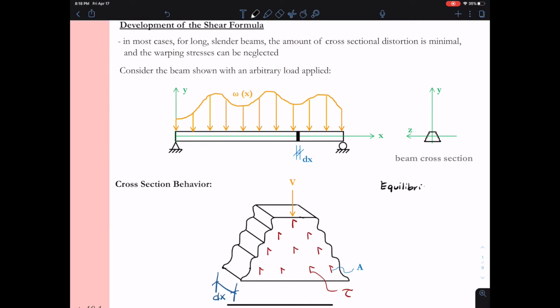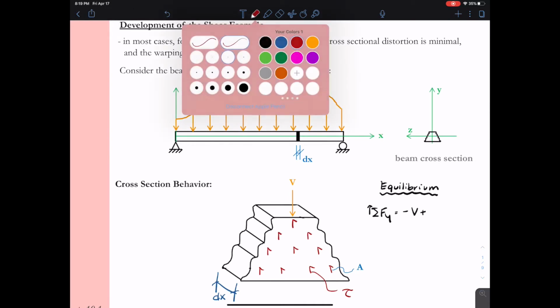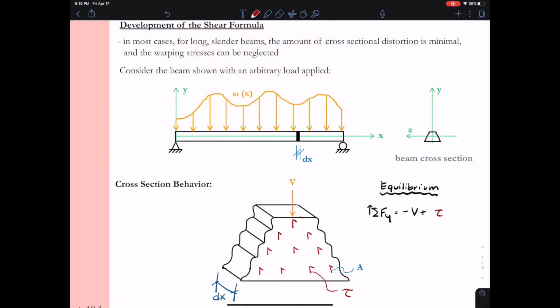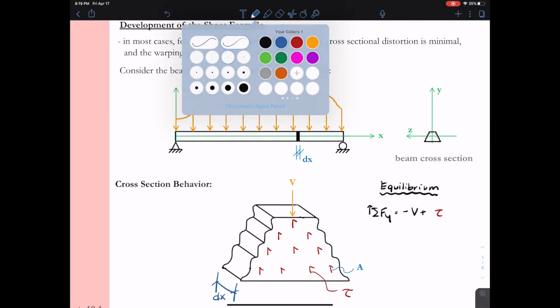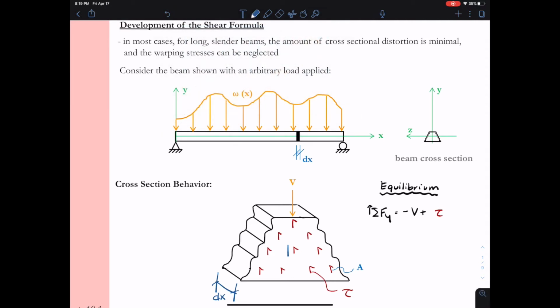All right, from equilibrium. We love equilibrium. We can always go back to it. If we sum forces in the y direction, I get a negative V. But I have all of my shear stresses. But shear stress is a stress and it's not a force, so I can't just say plus tau. I need to figure out a force. So I'm going to look at one of these taus and draw a little box around it.